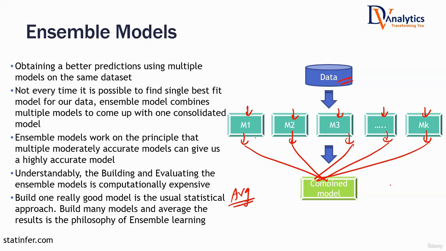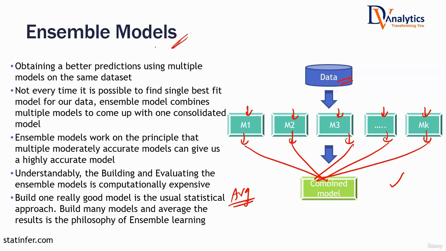Think of it. Every model will give you one class as the predicted value. So how do you come up with the final one? The class that has been predicted the most times, the class predicted by most of the models, will be the final predicted value. This is just the philosophy of ensemble models, just an intuition that I'm giving you.